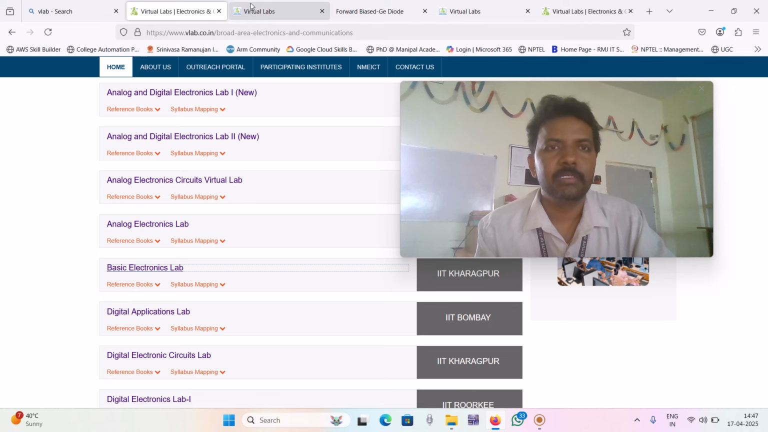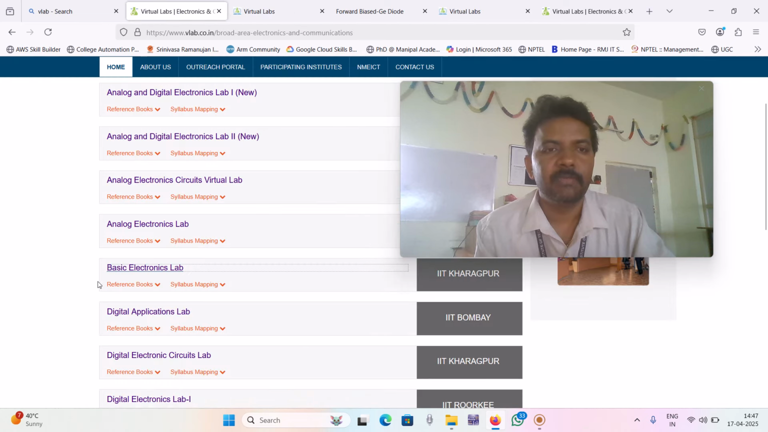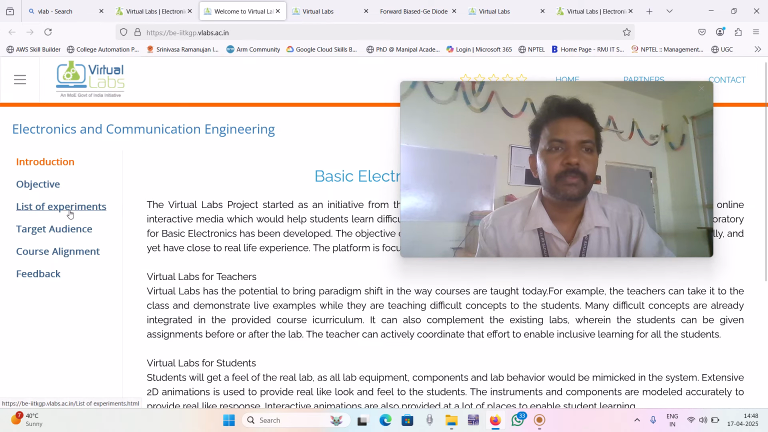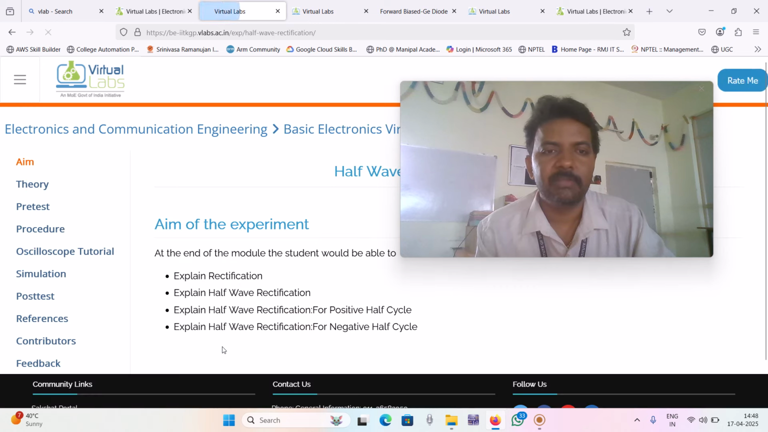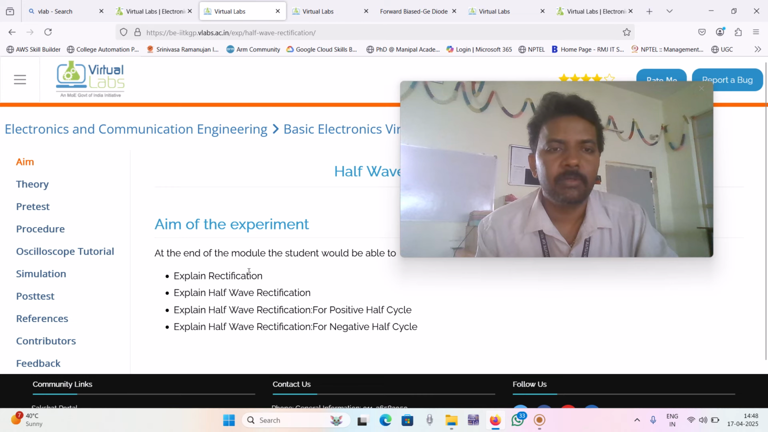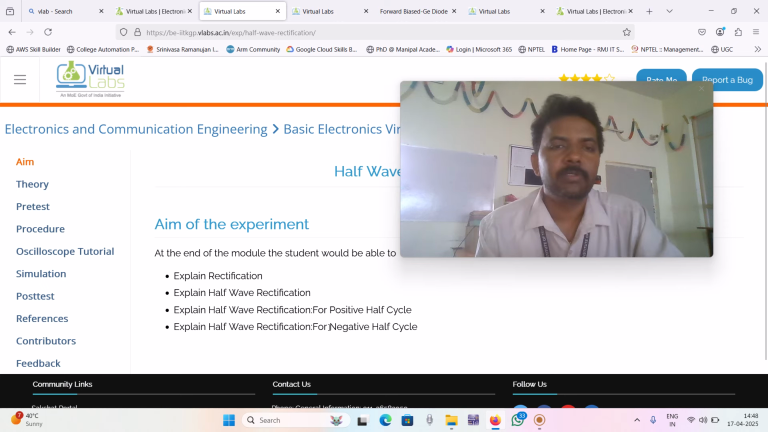implement the other experiments. What are the other experiments? Either half wave rectifiers or full wave rectifiers. So you can go through this list of experiments and select the half wave rectification and click on it. The aim of the experiment is that we are going to learn about rectification, the half wave rectifier with positive half of the cycle, and the half wave rectifier with negative half of the cycle. So these are the things you are going to observe.